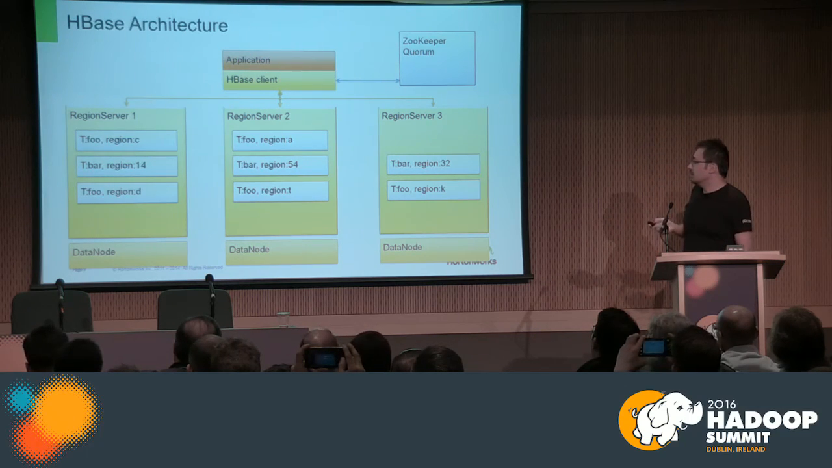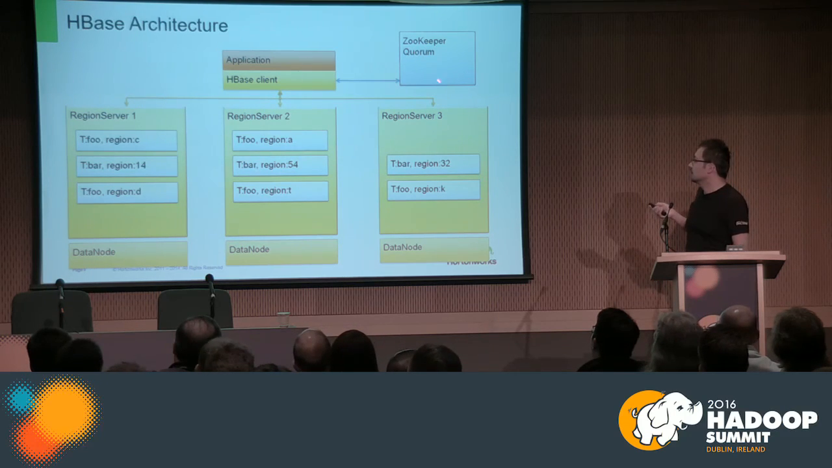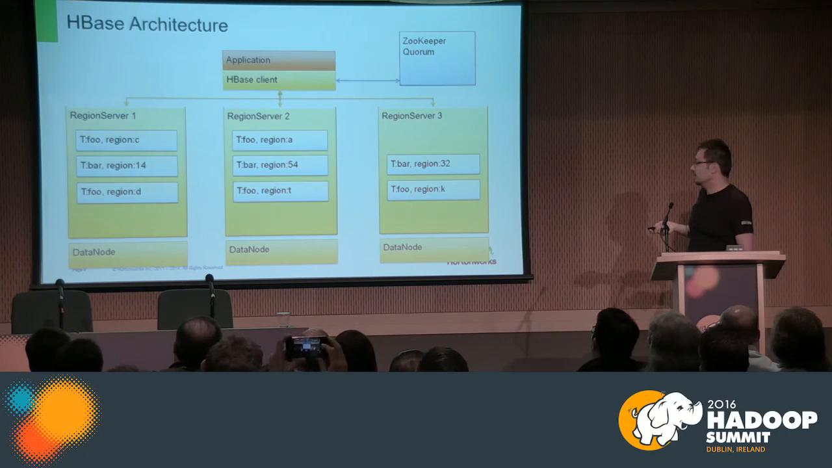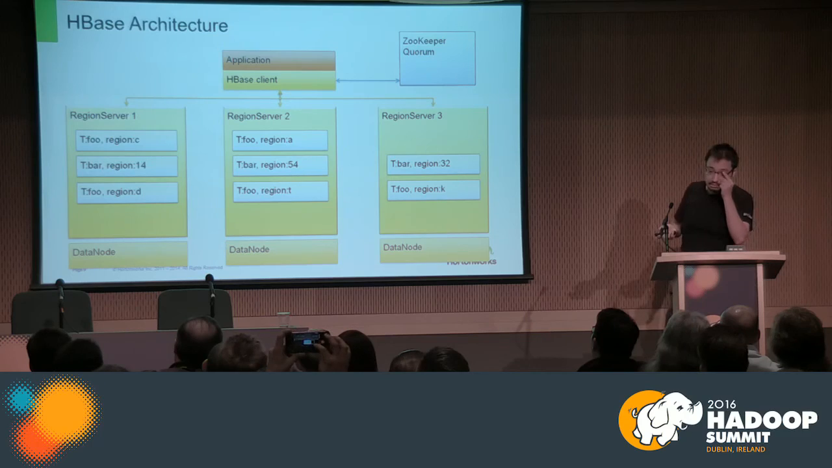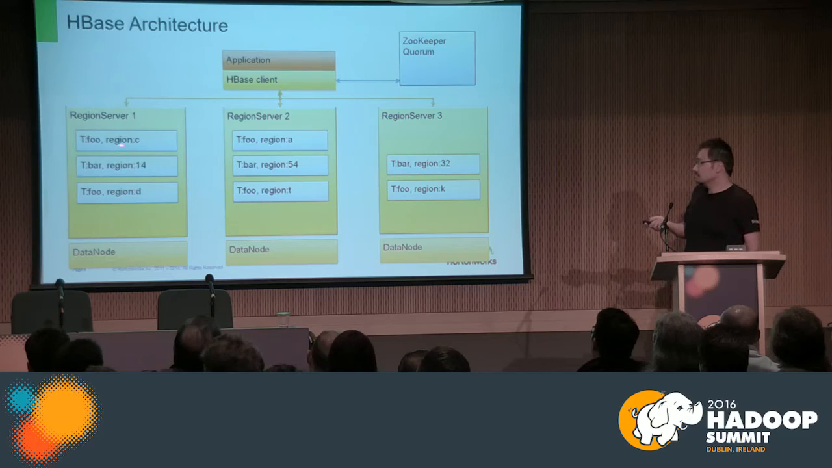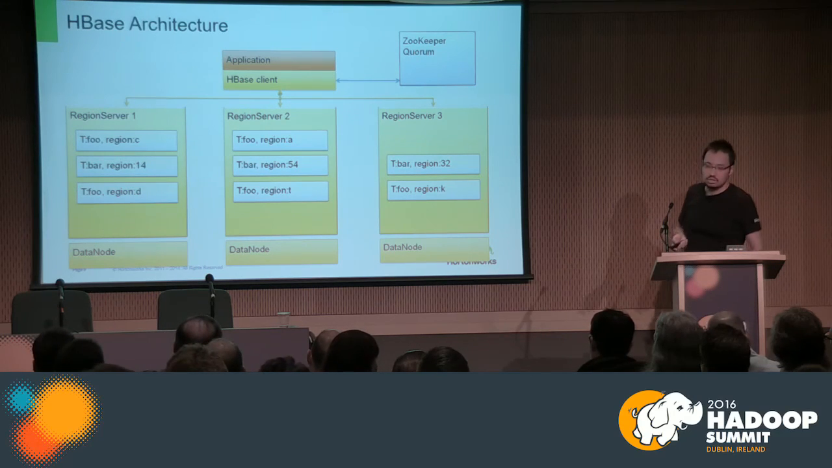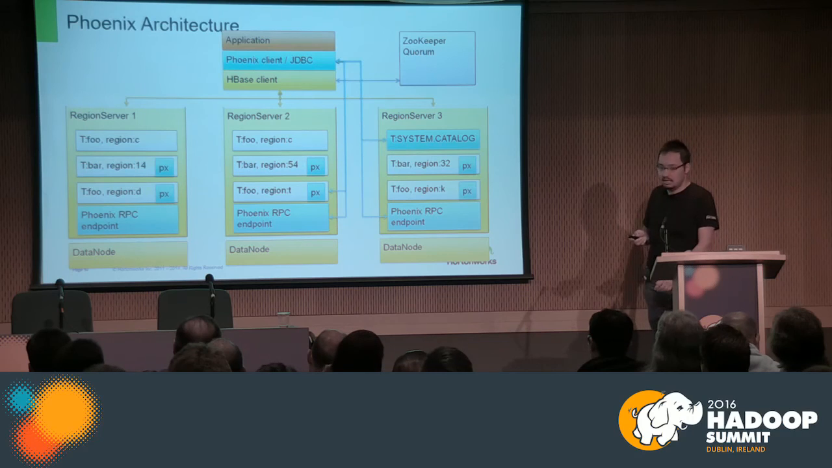Let's say you have an application that uses the HBase client on the client side. You have your regular Zookeeper query that the client talks to, and then you have your region servers sitting on top of the data nodes. The table is split into different regions. So let's say your table foo has region A here, region C here, region D here, and you can have other tables distributed throughout the cluster. And then the client just goes and talks to these region servers directly. This is the regular HBase architecture.